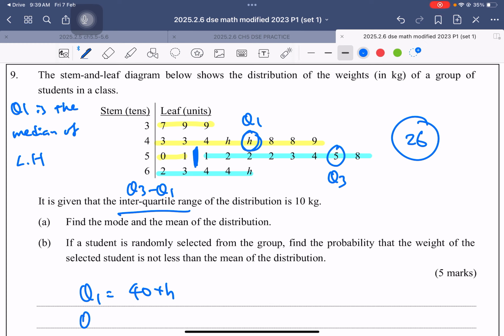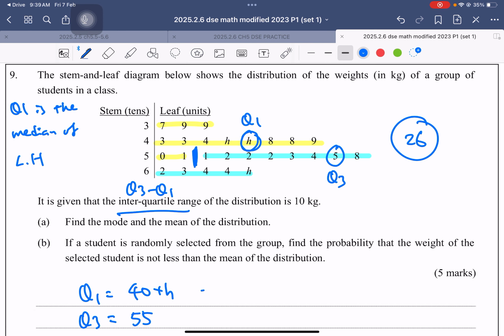So our Q3 is equal to 55. So the IQR is equal to 55 minus 40 plus H, which should be equal to... No, I mean the question given to you: the IQR is equal to 10. So that should be equal to 10. Is there any questions? Any problem there? No? Ria, what do you think? Like my equation, any problem here?